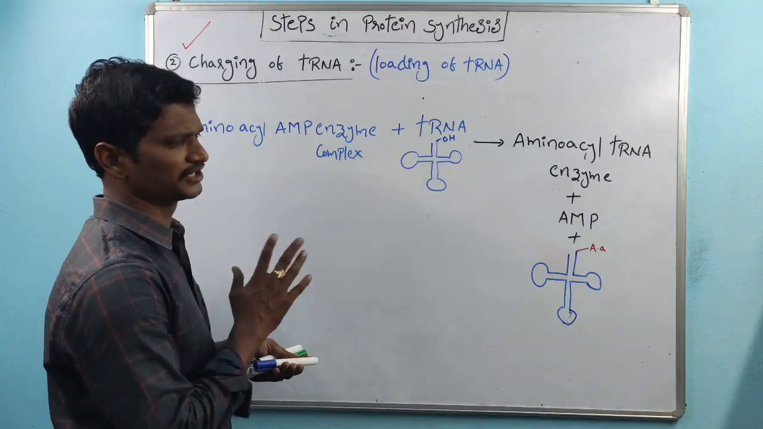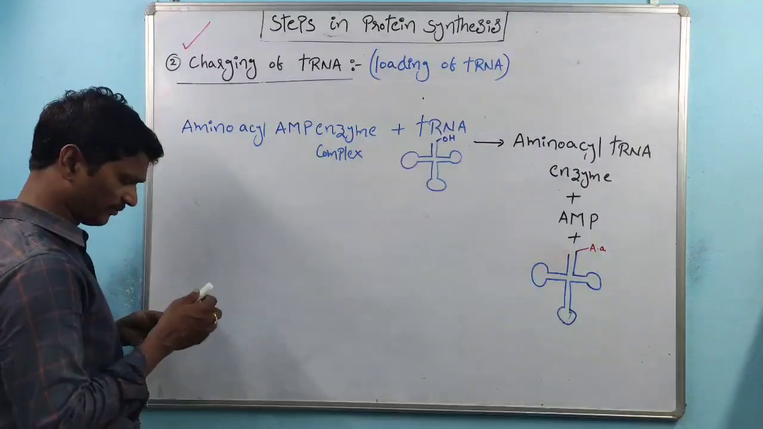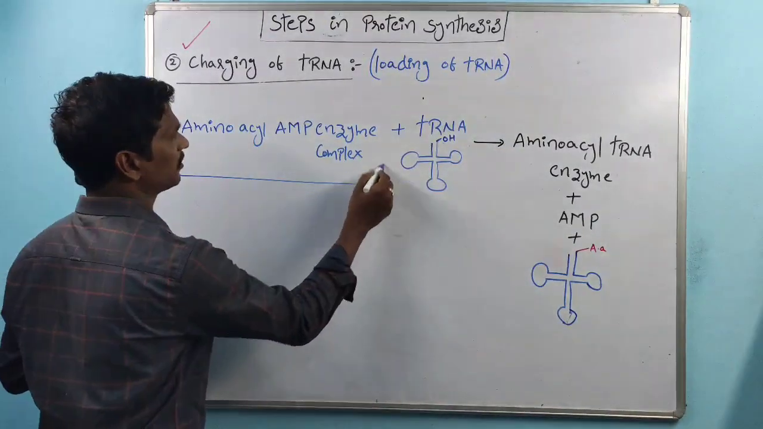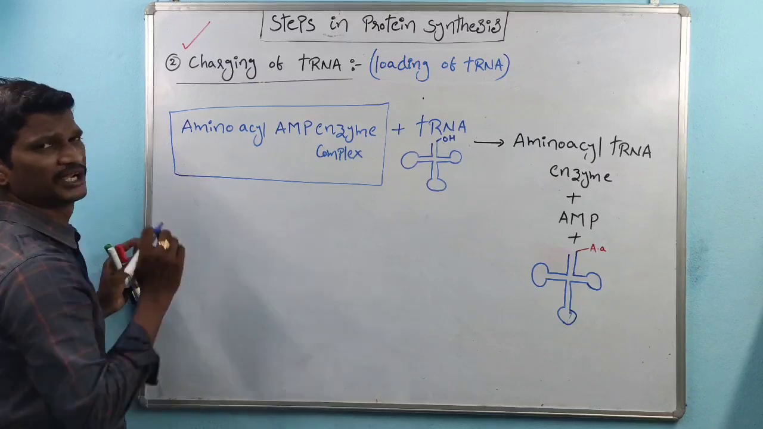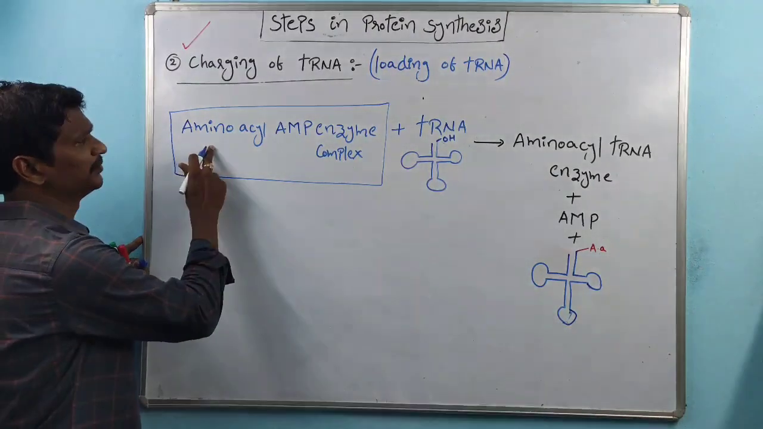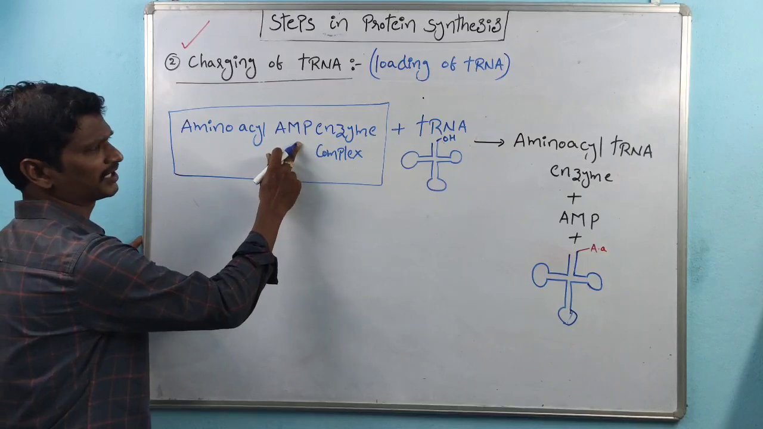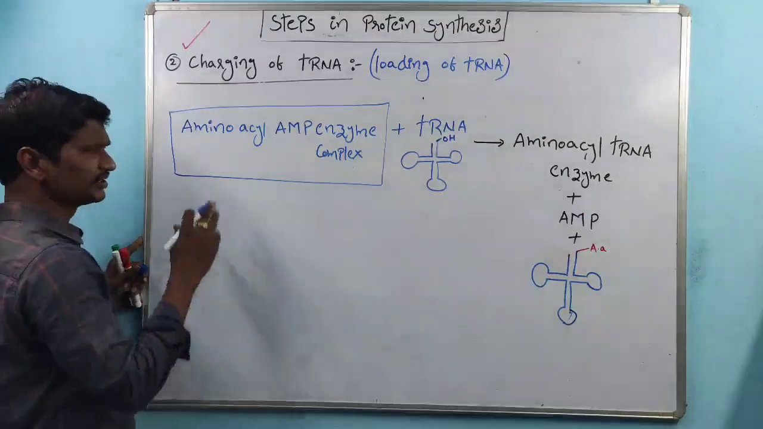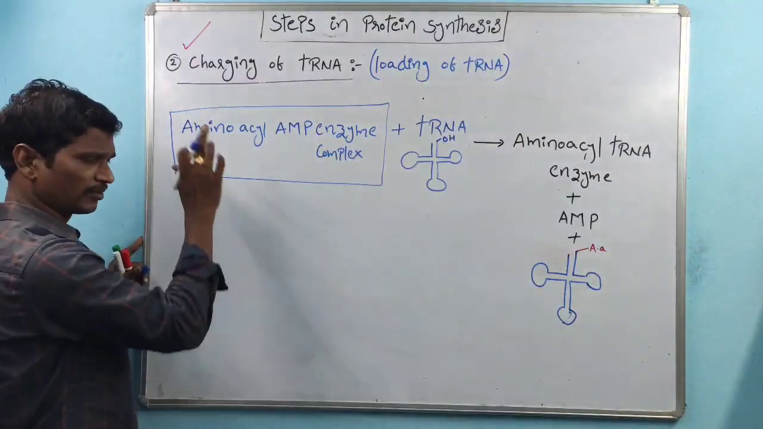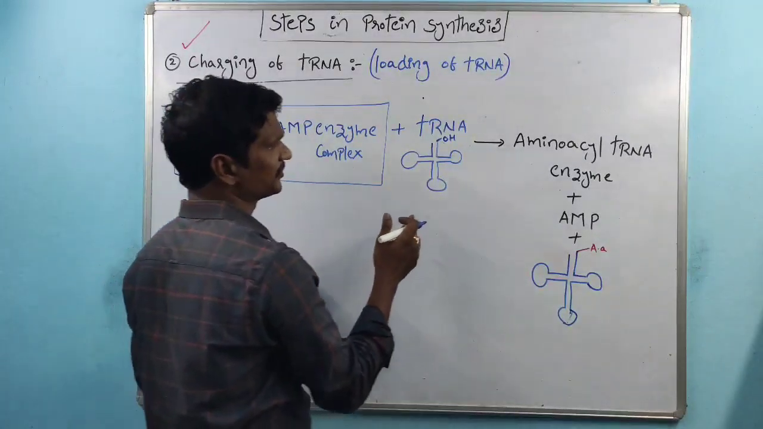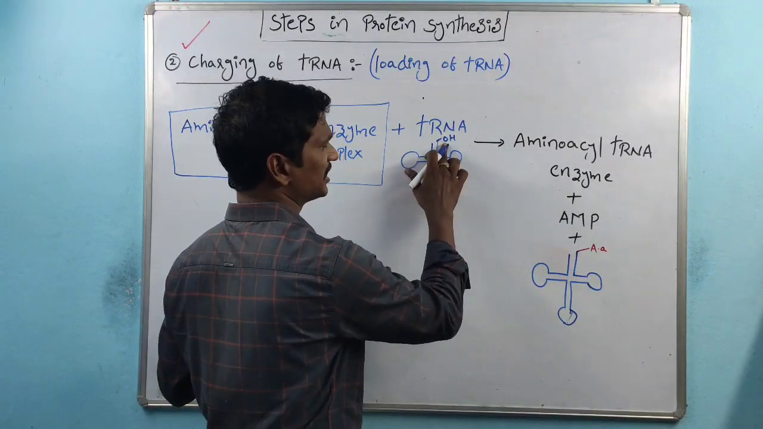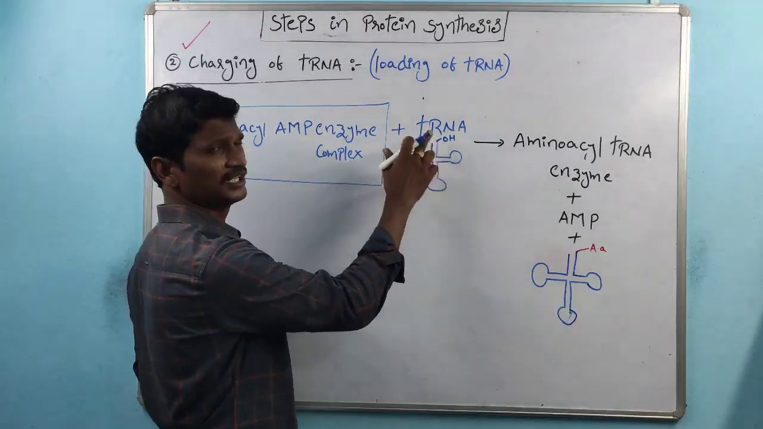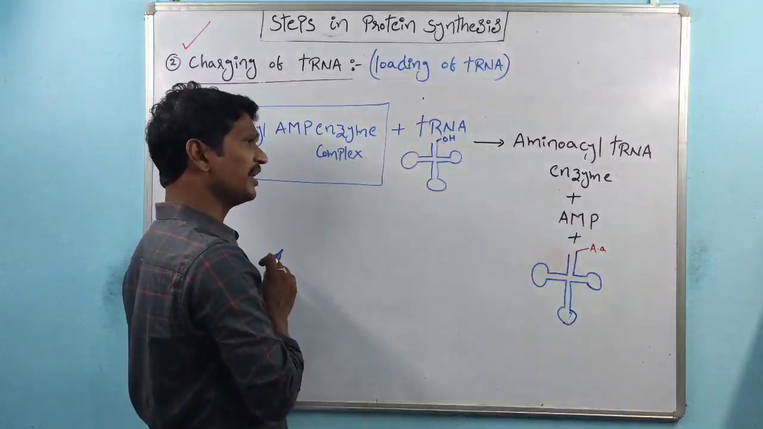This is the second step overview. In the first step we already discussed the complex formed during activation of amino acids: the amino acid AMP enzyme complex. That is the first complex formed in the first step. In the second step, this is the tRNA structure, and the tRNA is not attached to any amino acid.